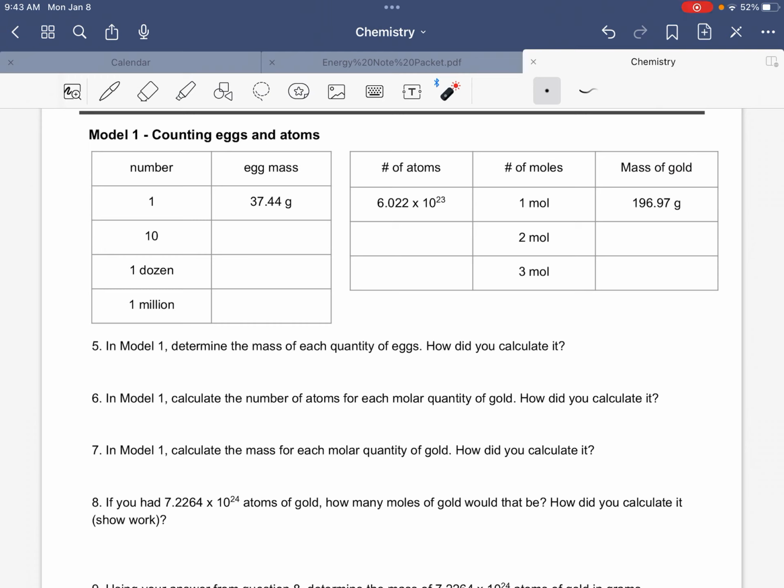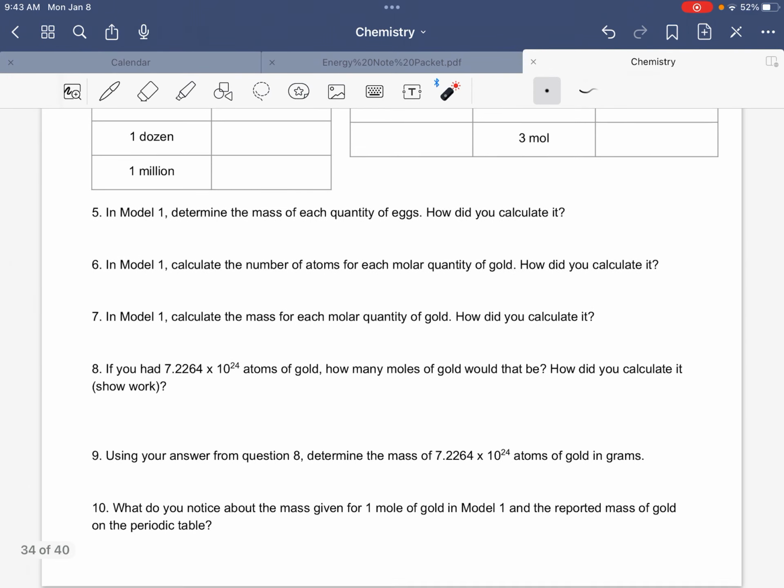196.97 grams. Okay, so in order to determine the mass of 2 moles, we would just take this mass times the 2. Okay, and then for the 3 moles of gold, we would take this mass times 3 to find the mass of 3 moles of gold. Okay, so again, how did we calculate it? We just took the number of moles times the mass of 1 mole of gold.